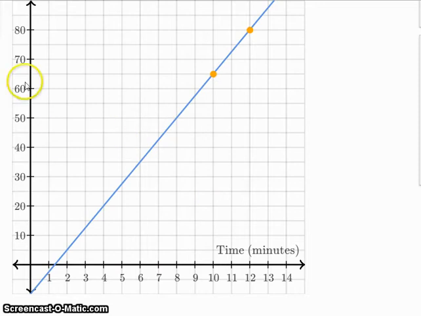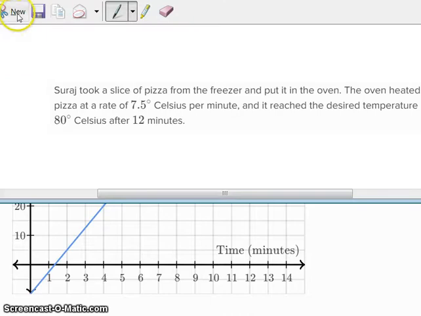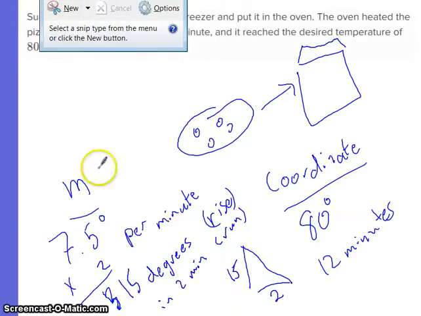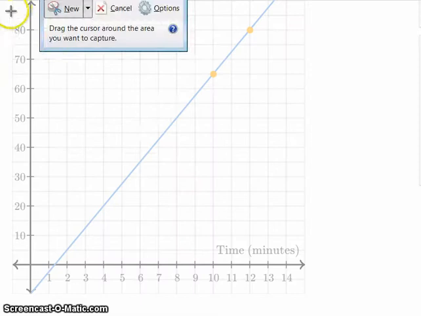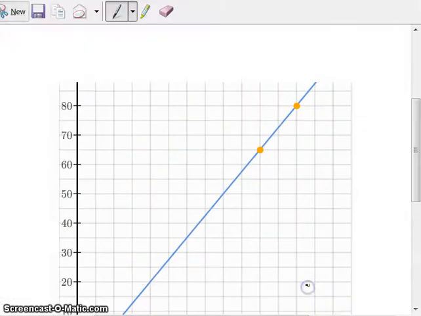And where am I on 10 minutes? Well, I'm 15 degrees lower than that. So 15 degrees lower than that would be right here at 65. It looks like I just accidentally got in the right spot right there. Okay, so let me snip that, and then we can draw the slope triangle to prove that this is what this is doing. And so I'm going to draw my slope triangle just to prove this to you.